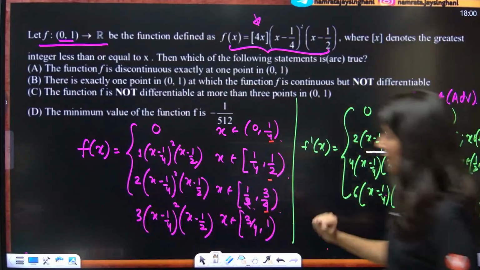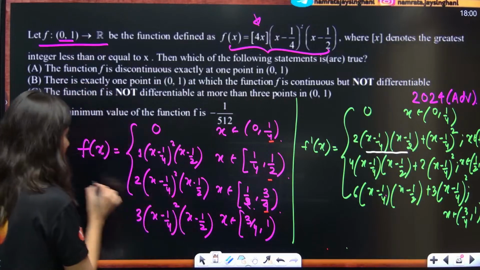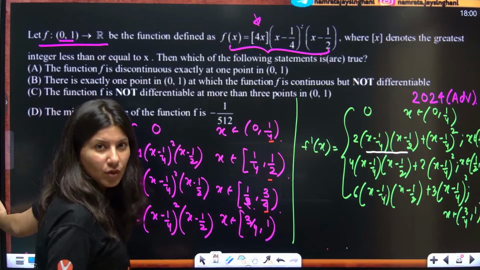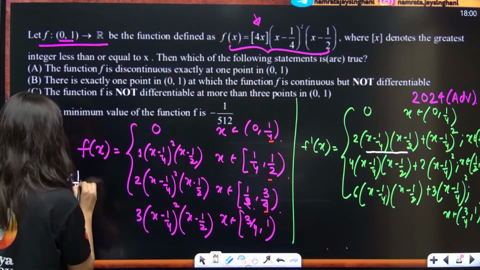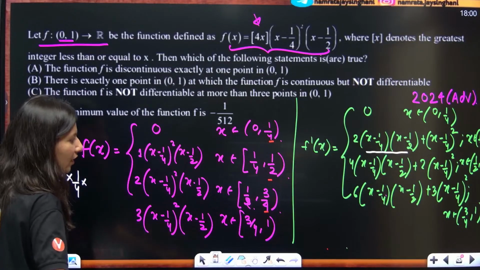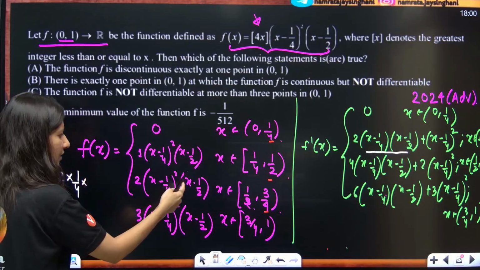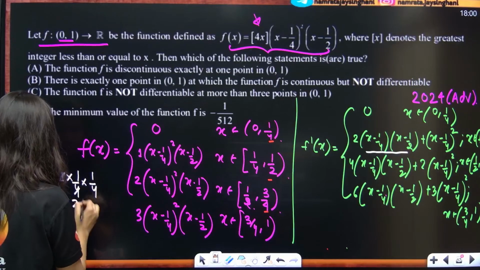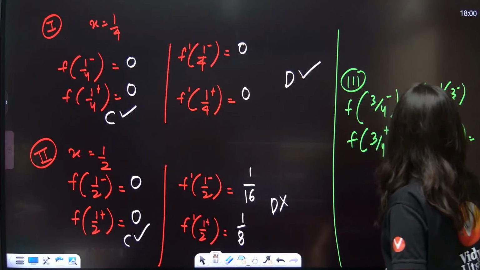This is your function at 3 by 4. So f of 3 by 4 minus. You put 3 by 4 over here. 2 into 3 by 4 minus 1 by 4, 2 by 4. 2 by 4 is nothing but half. Half square is 1 by 4. You put 3 by 4 over here. So you are going to get 1 by 4. Now 3 by 4 minus half is clearly 1 by 4. So this is what you are going to get, what? 1 by 8. So f of 3 by 4 minus is actually 1 by 8.